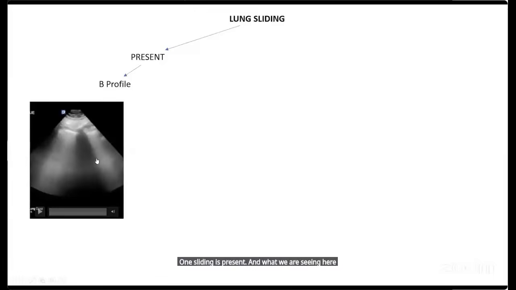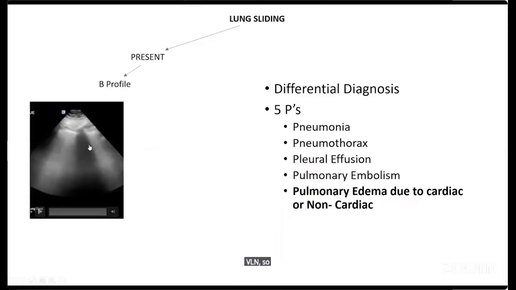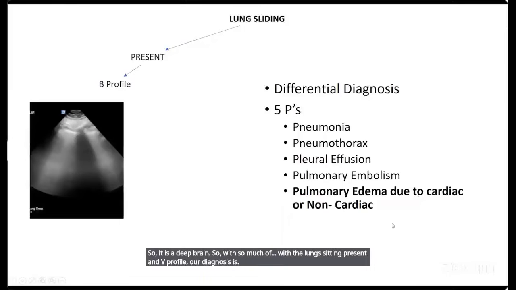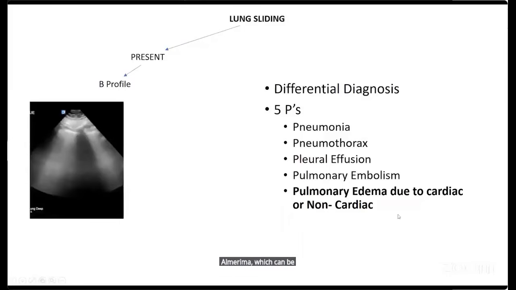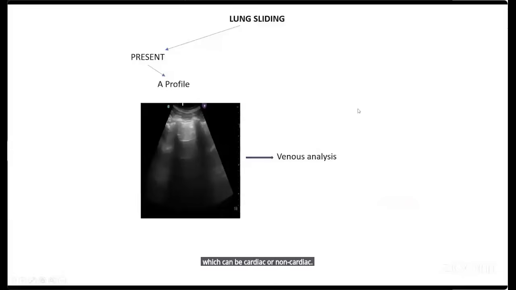Here lung sliding is present, and what we are seeing here is a lot of B lines. So it is a B profile. So with lung sliding present and a B profile, our diagnosis is pulmonary edema, which can be cardiac or non-cardiac. If the lung sliding is present and you see an A profile, as we discussed, we will be going to the venous analysis.